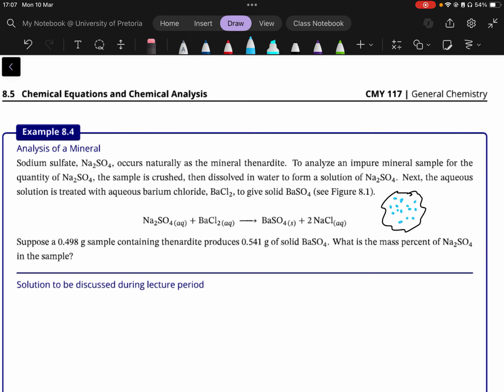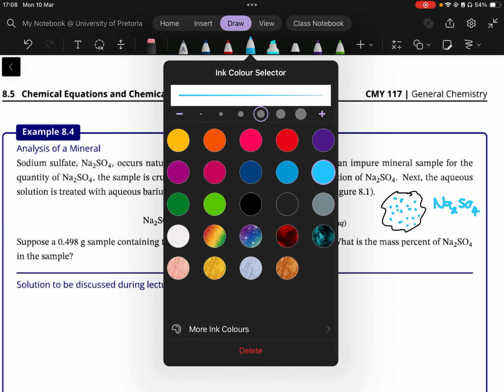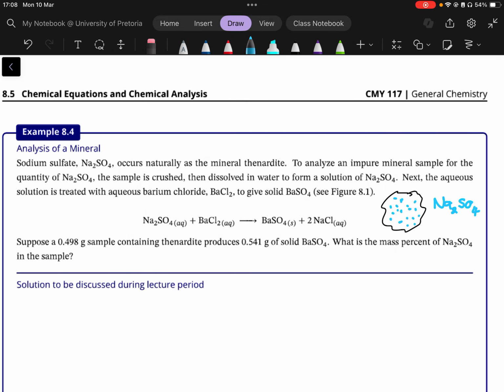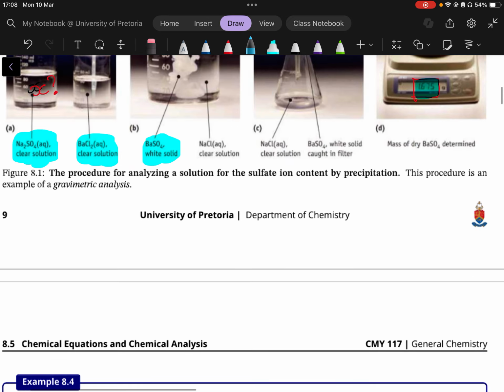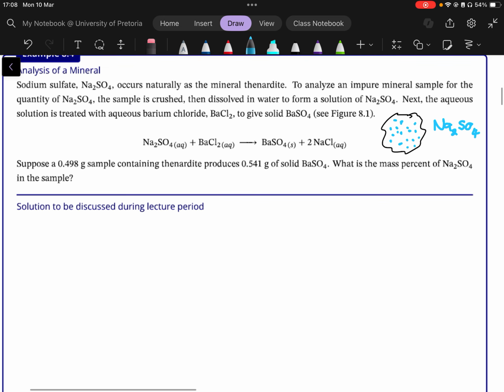So there are little bits of it that are sodium sulfate. That's what that section means. So we have an impure mineral sample, so it contains other stuff that also contains the sodium sulfate. So we have sodium sulfate and some other stuff. Then this sample is crushed, so now we make it fine. And then we dissolve it in water, which forms a solution of sodium sulfate. So like we had at the top here, we form a solution of sodium sulfate. So that's our starting point.